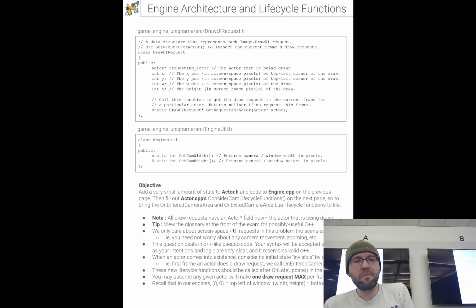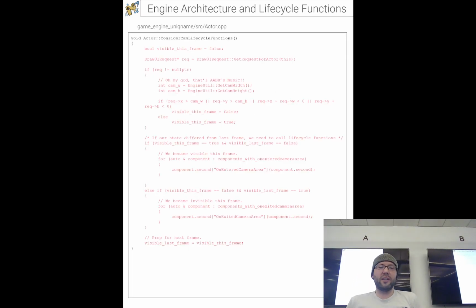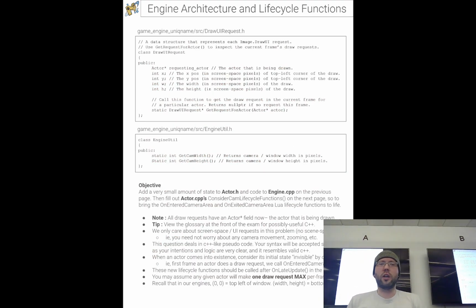Anyway, the basic approach isn't that crazy. You don't really need the entire page. A clean way to do this is to say my first objective is to figure out whether I'm visible or not on this frame. Well, how do I do that? Well, you've got this nice function here. It's a static function, so you need to write draw UI request, : get request for actor.